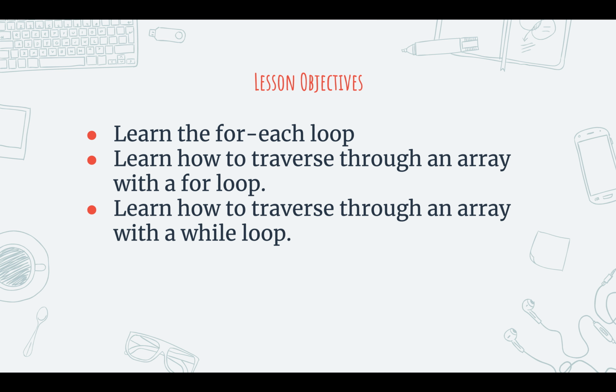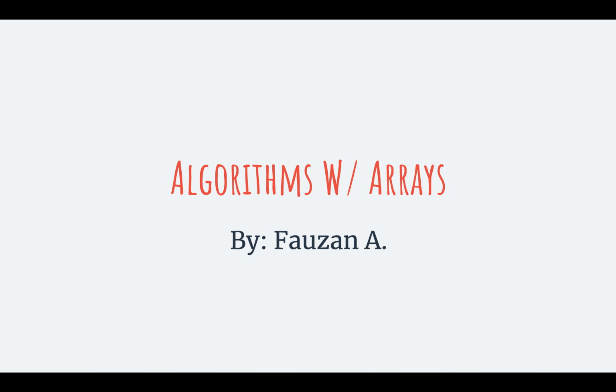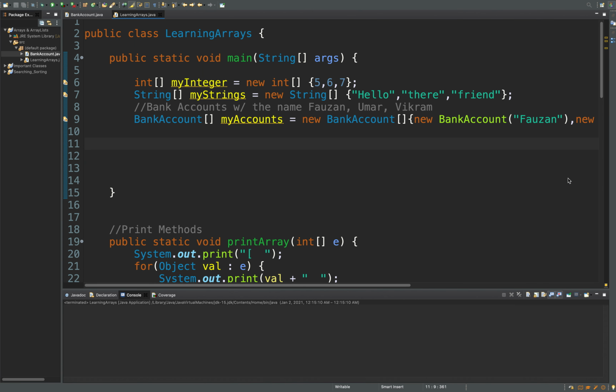So our lesson objectives: we're going to learn the for each loop, we're going to learn how to traverse through an array with a for loop, which is a regular standard for loop, and then we're going to do the same with your standard while loop. That's the next section. Let's move on to the compiler.